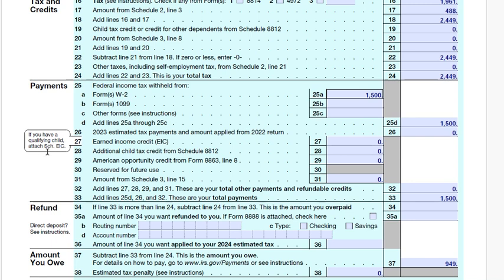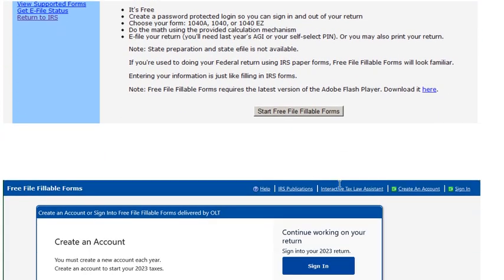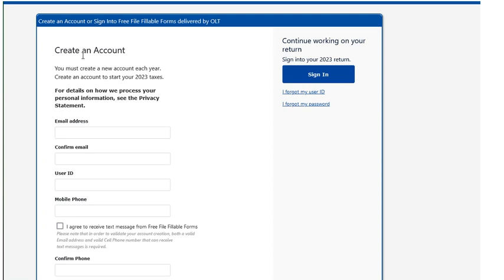And again, to file this tax return online, the IRS also has what's called the IRS Free File Fillable Forms. So just go to Google and type in IRS fillable forms, and then click on Start Free File Fillable Forms. If you have an account already, sign in. If not, just create one. And then once inside, you just need to input Form 1040, Form 8962, the Schedule 2, and also the W-2.